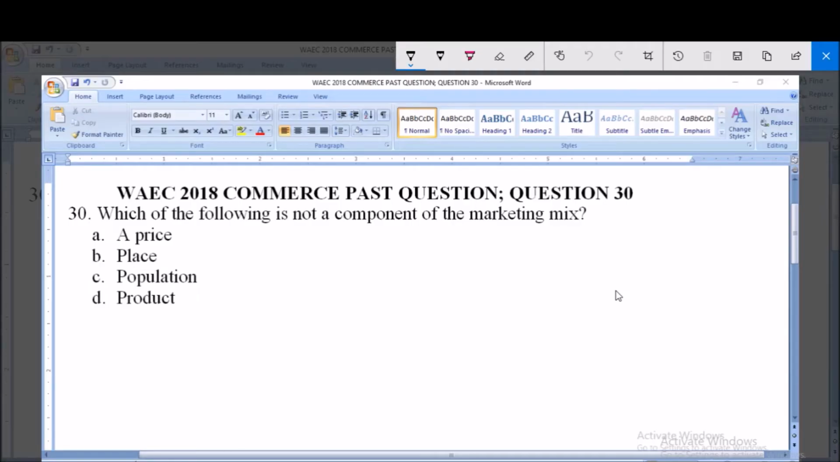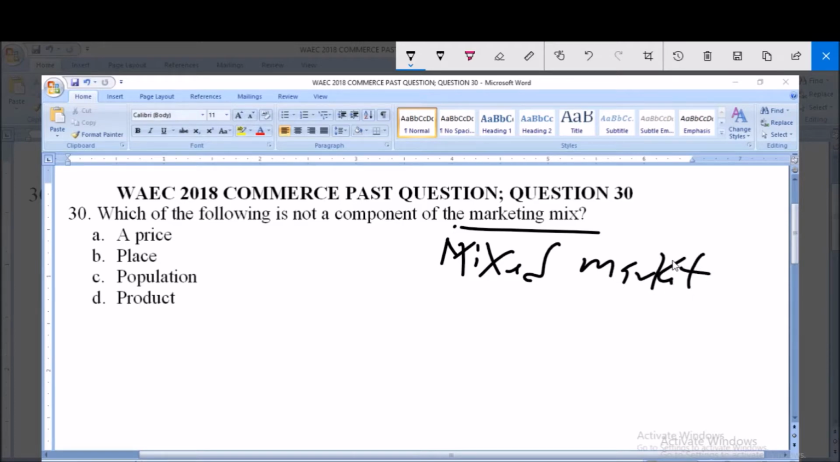Welcome. This is WAEC year 2018 past question. Question number 30 says, which of the following is not a component of marketing mix? Marketing mix, that is mixed market. Which of these is not part of mixed market or features? When we talk of component, the word component simply means feature. Which is not a feature of mixed market?